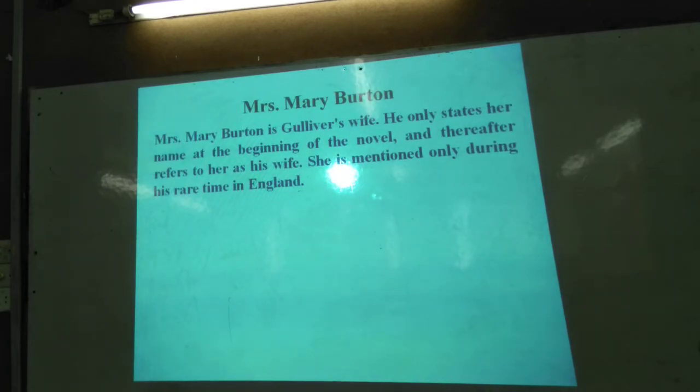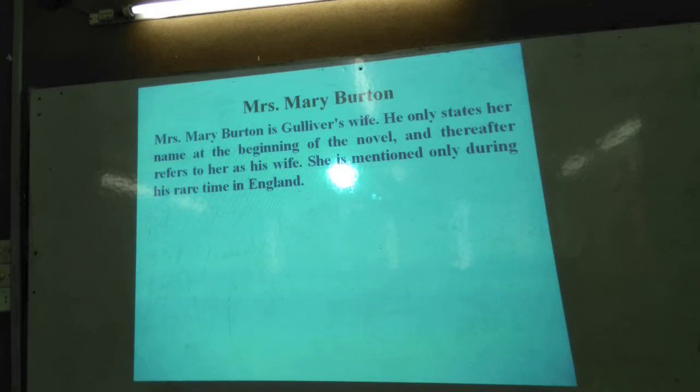This is Mrs. Mary Burden. Mrs. Mary Burden is Gulliver's wife. She is also called Burden Gulliver. He only states her name at the beginning of the novel and thereafter refers to her as his wife. She is mentioned only during his rare time in England. Only once you can get her name. Why, you don't know. Why he hasn't mentioned her name again and again, though she has a family, she has two children, everything is okay. But her name is mentioned only one time. Okay?